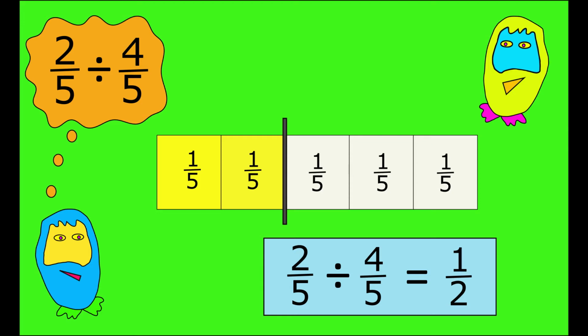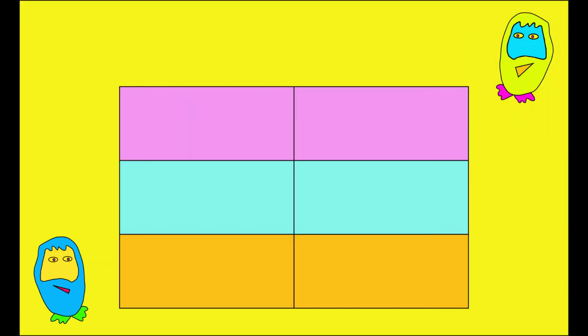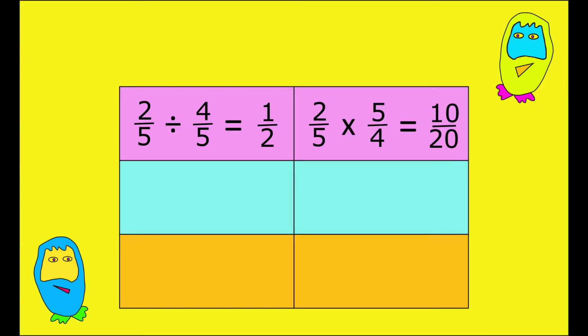Drawing the pictures can help for some examples, but for many it gets too complicated. So let's look at some examples without the pictures to see what's going on. Okay, so we've done this one already. 2/5ths divided by 4/5ths equals 1/2. And interestingly, 2/5ths multiplied by 5/4 equals 10/20ths, which is also 1/2.